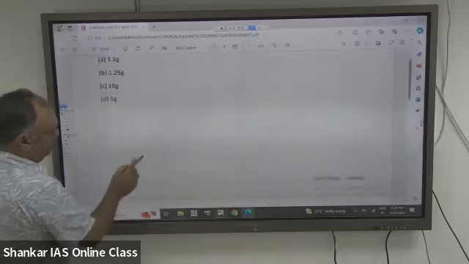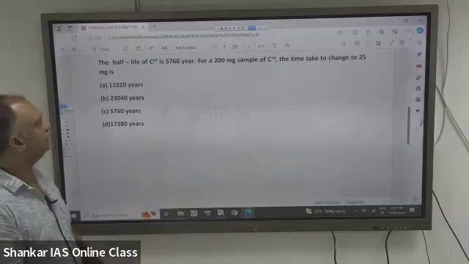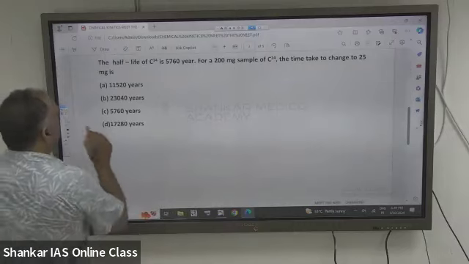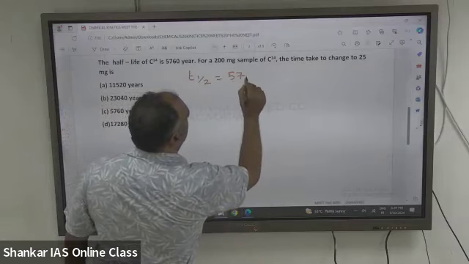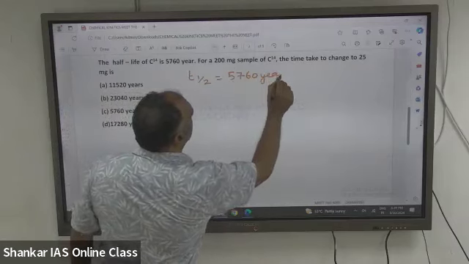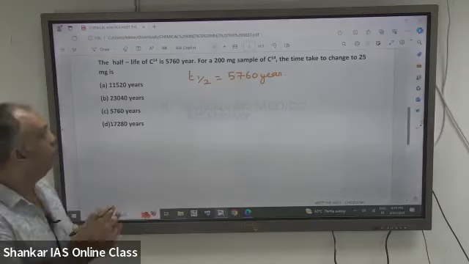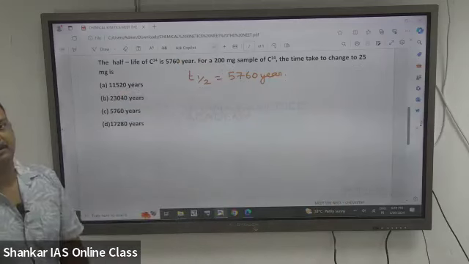On similar lines, we are going to do it in this easy approach way. So the question is, the half-life of C14 is 5,760 years. So T half is 5,760. And for a 200 milligram sample of C14, what is the time taken to change to 25 milligrams? That is the question.